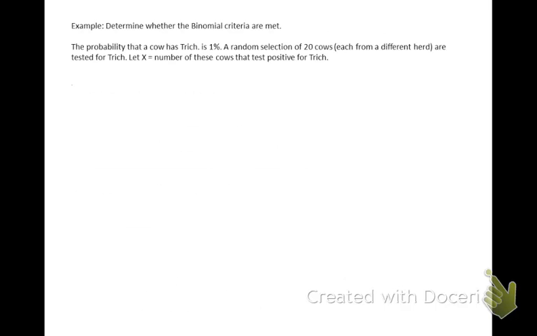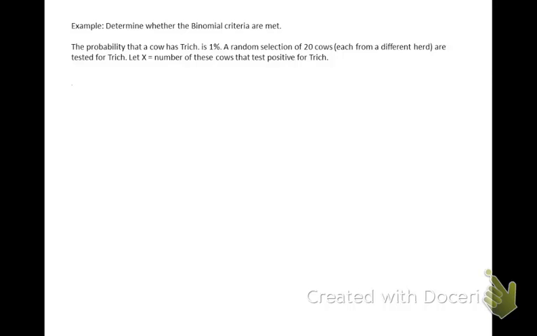For example, determine whether the binomial criteria are met. The probability a cow has trig is 1%. A random selection of 20 cows, each from a different herd, are tested for trig. Let x equal the number of these cows that test positive. Let's go ahead and set up notation while we check if the binomial criteria are met.